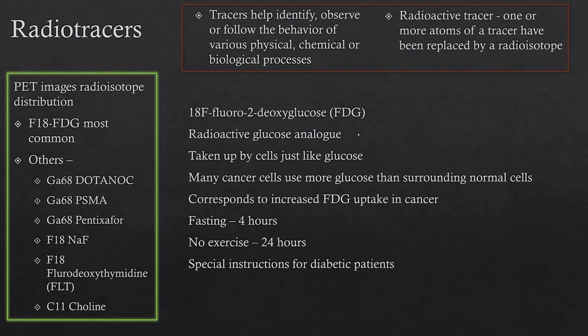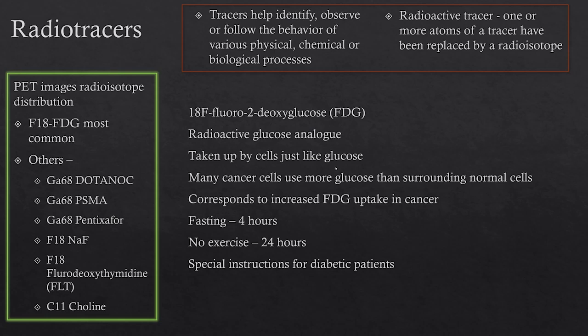F18 FDG is a glucose analog, so it's taken up by cells just like glucose. A lot of cancer cells would preferentially take up more glucose than the surrounding normal cells. This will result in corresponding increased radioactivity in the tumor cells compared to the surrounding normal cells. So when you image the patients with PET imaging, you would see greater activity in the malignant cells compared to the normal cells, and that is the basis of FDG imaging in oncology.